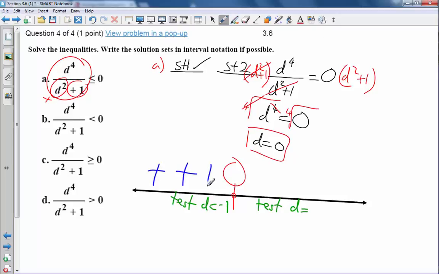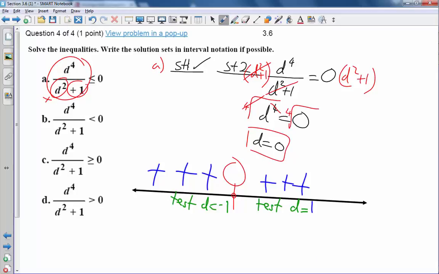Positive, positive, positive. How about 1? If you enter 1 here from the other side, 1 to the 4th, 1 squared plus 1, everything is positive, the ratio is positive. So this function doesn't flip signs, no sign change, it's everywhere positive.